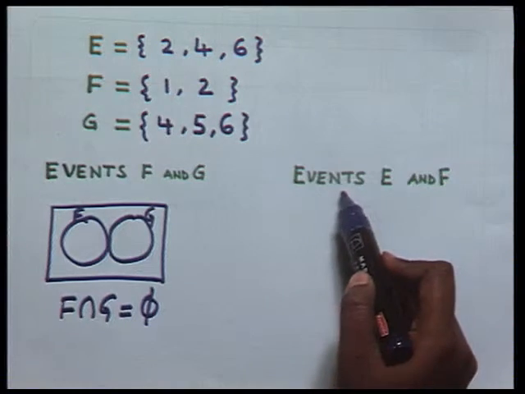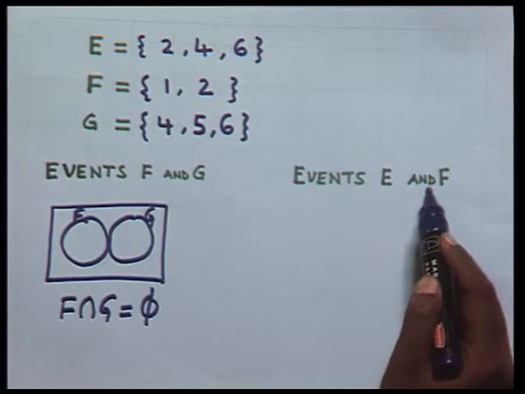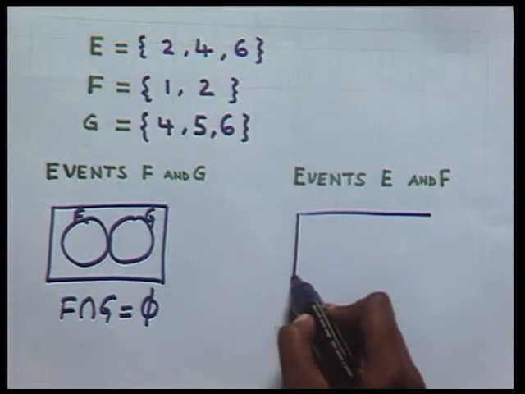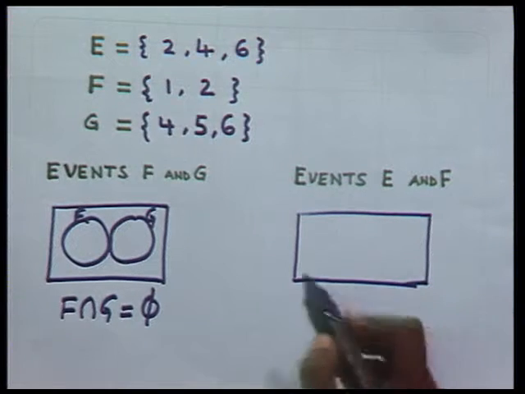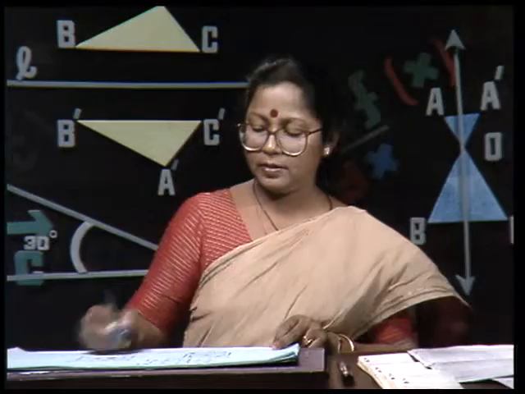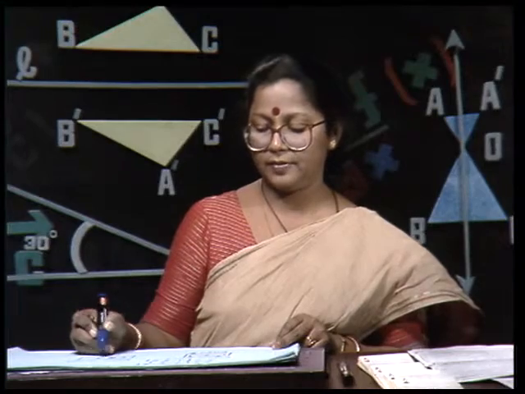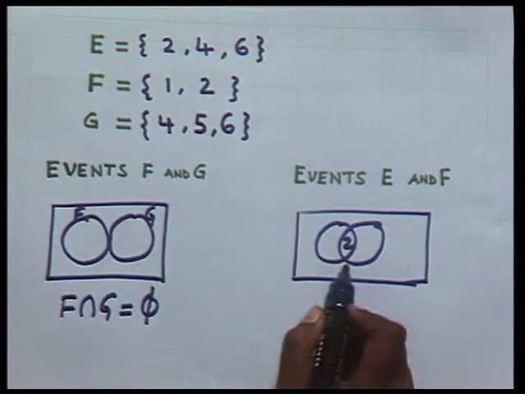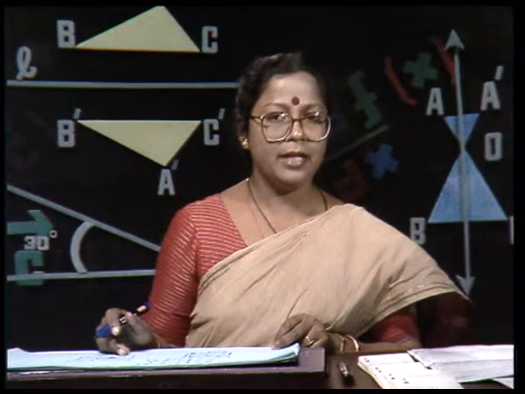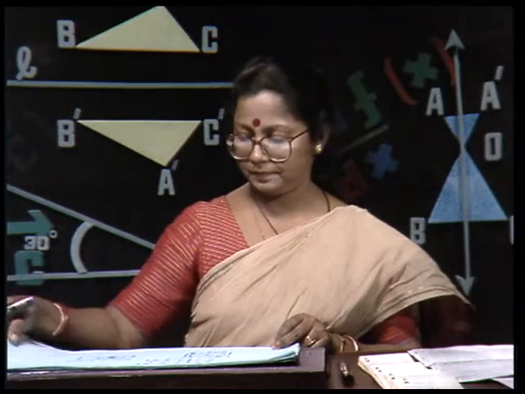So, can you say about events E and F, are they mutually exclusive? No, since we have seen that they have a common element 2 between them, and therefore, they are not mutually exclusive events. So, we say that if two events have a common element between them, then they are called not mutually exclusive events.